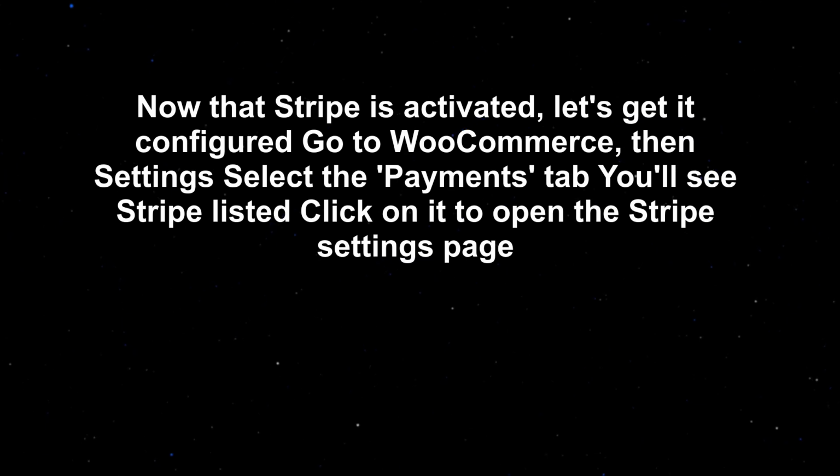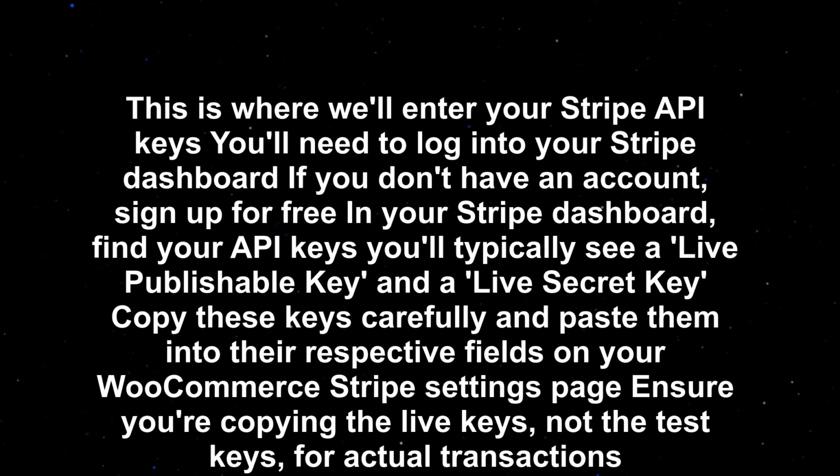Go to WooCommerce, then Settings, and select the Payments tab. You'll see Stripe listed. Click on it to open the Stripe settings page. This is where we'll enter your Stripe API keys. We'll need to log into your Stripe dashboard.